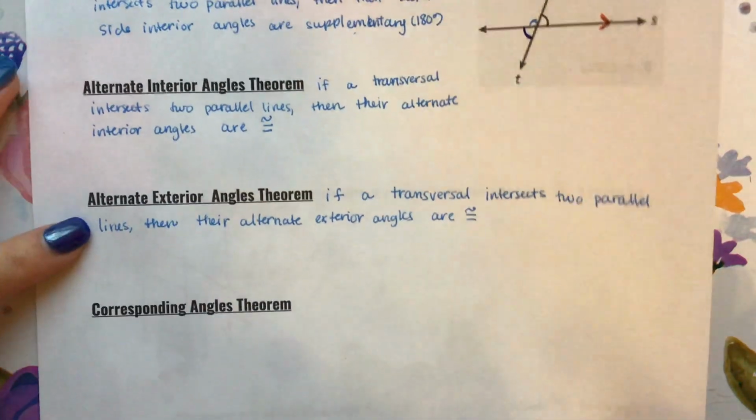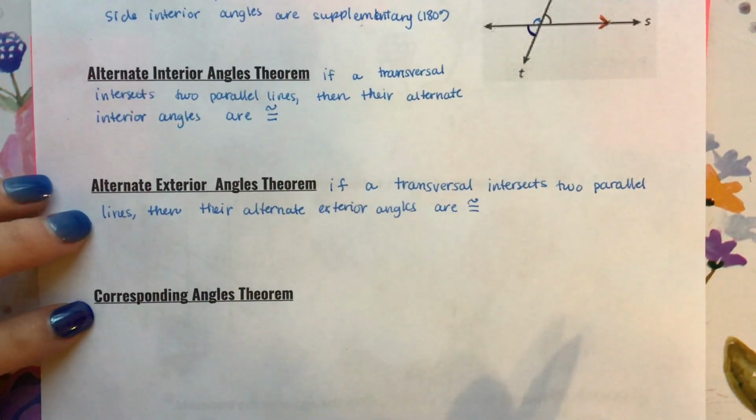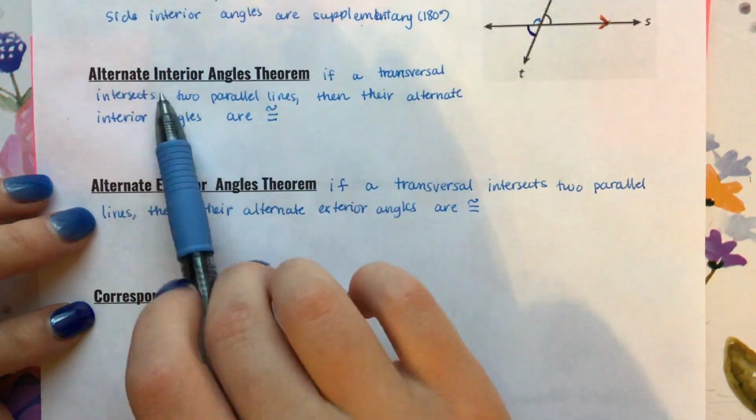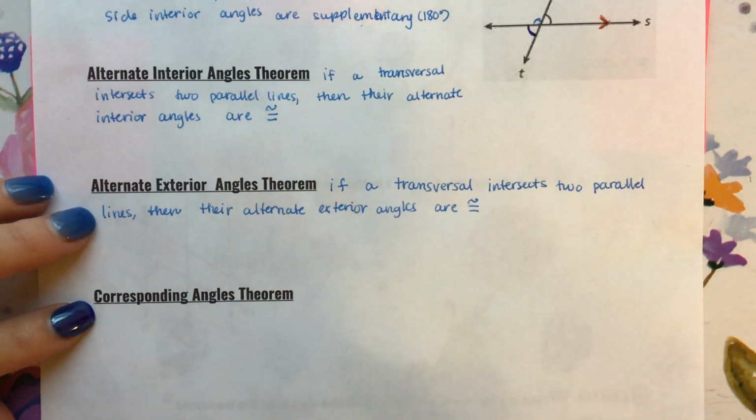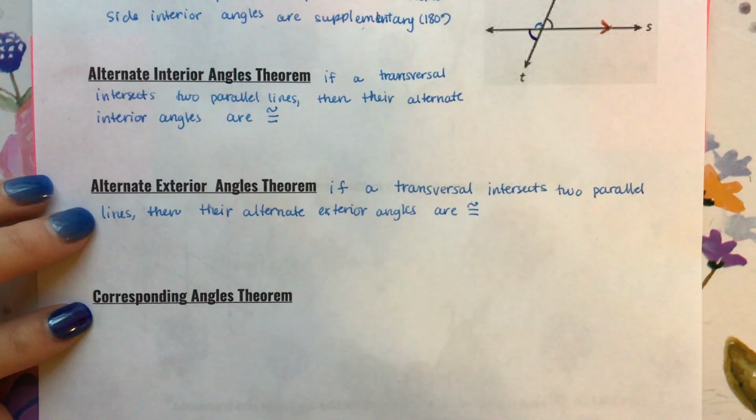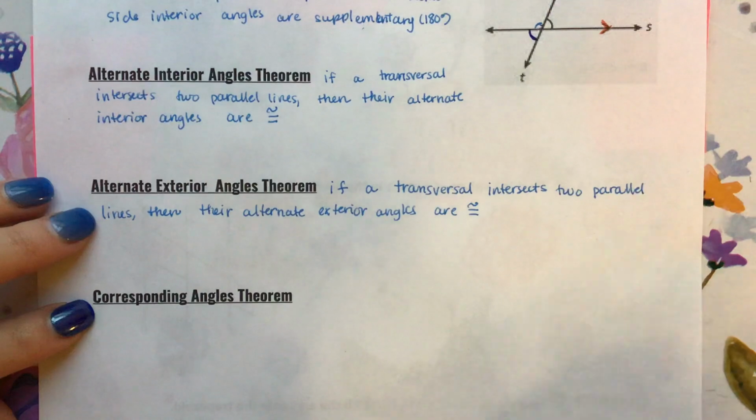For our very last theorem, it is the corresponding angles theorem. And notice all of these lined up with some type of angle pair that we talked about yesterday. So we've already talked about corresponding angles. We've talked about alternate exterior angles and so on and so forth. So these should hopefully be starting to get ingrained in you a little bit. So anyways, corresponding angles theorem.